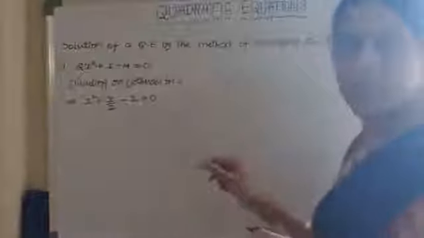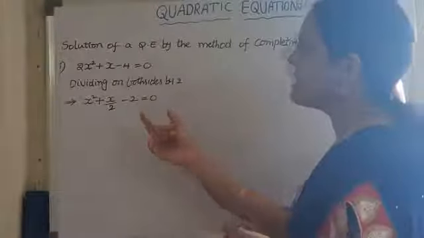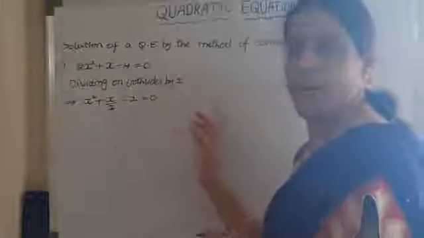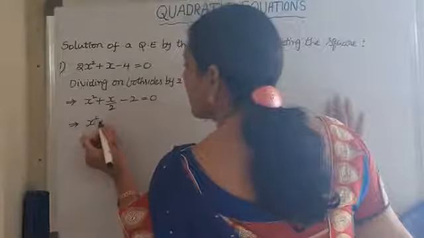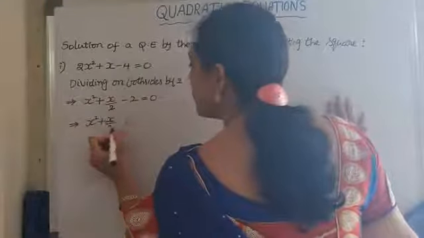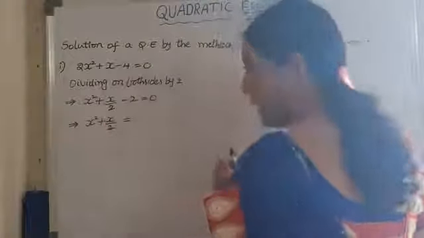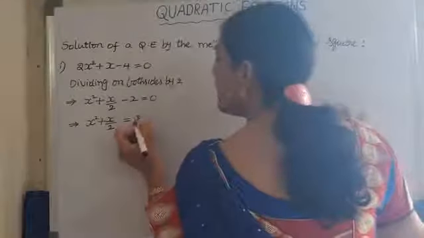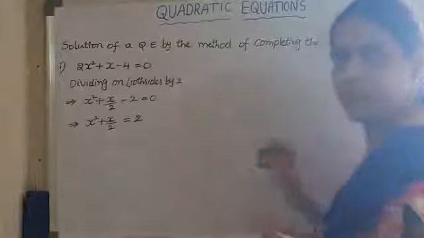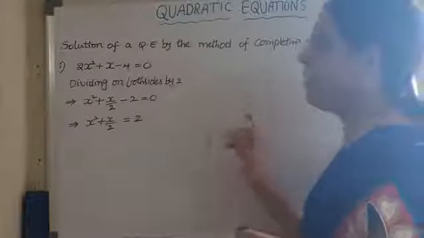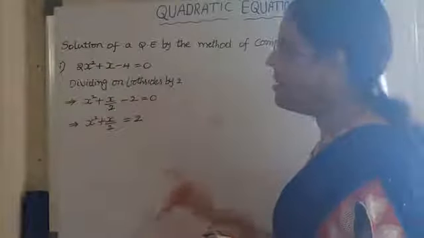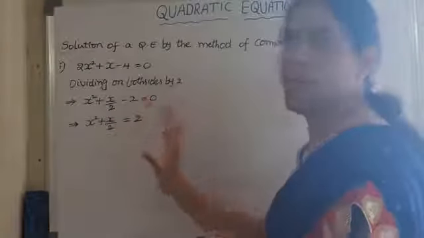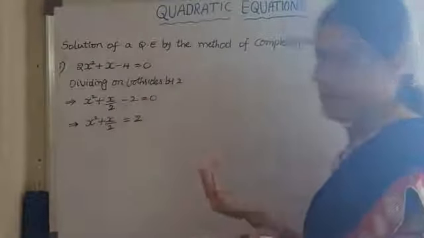The next step is transposing the constant to RHS. So, x square plus x by 2 is equal to, this is minus 2, transposing to RHS, this becomes 2. That is the second step. The first step is to make the coefficient of x square as 1. The second one is transposing the constant term to RHS.